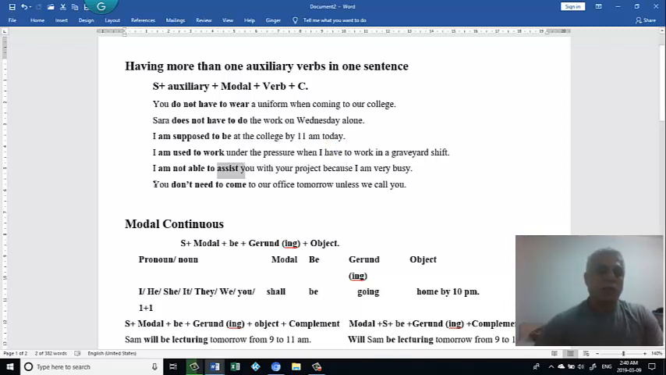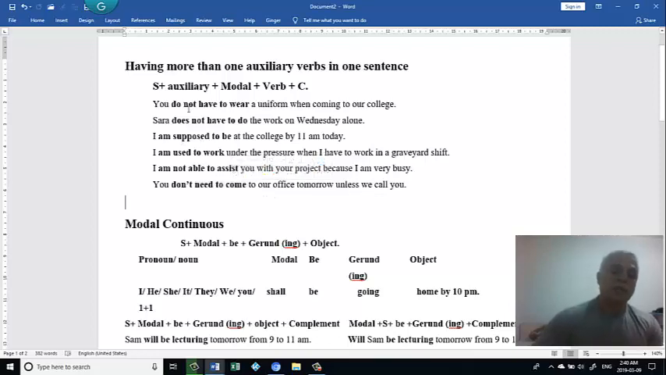If we look at the sentence, you do not need to come to our office tomorrow unless we call you. Here, I have "you" as a subject, then "don't" as the auxiliary verb, then "need to" as a modal, then "come" as the root of the verb, then the rest of the sentence.